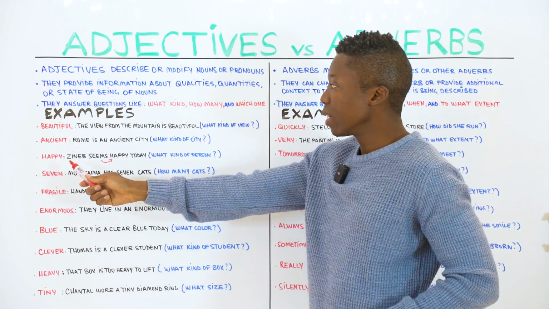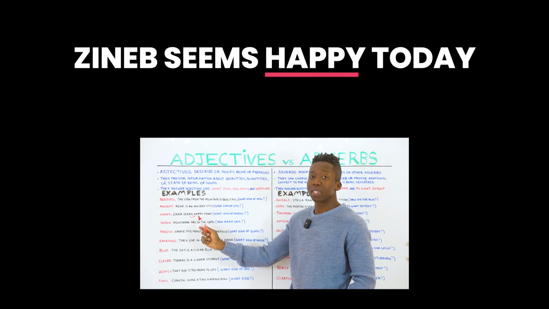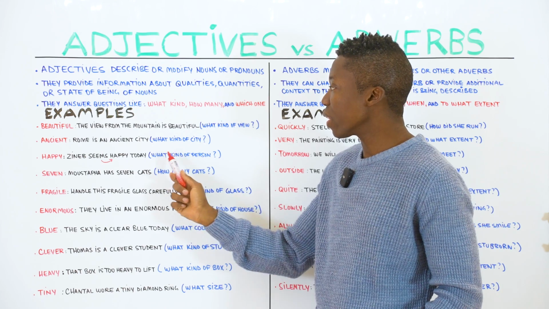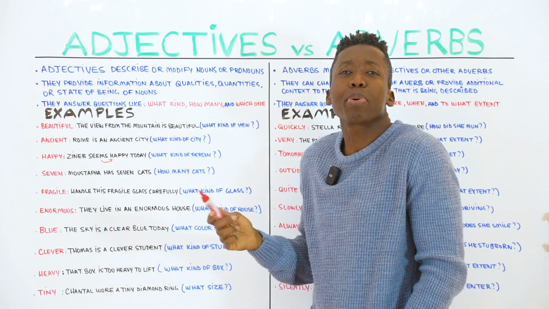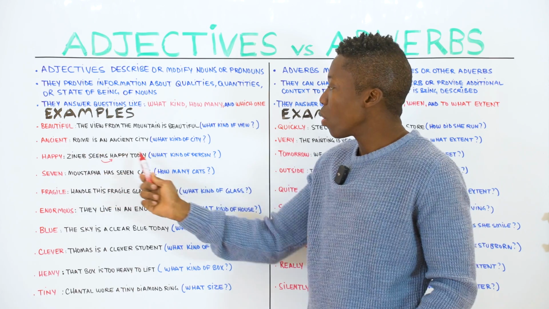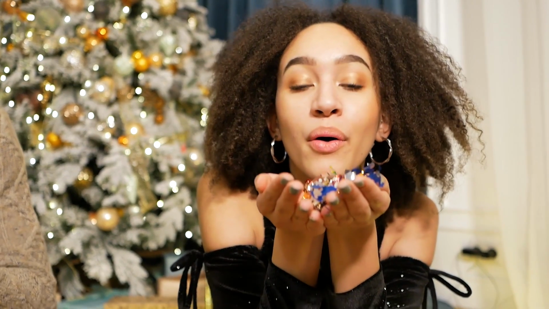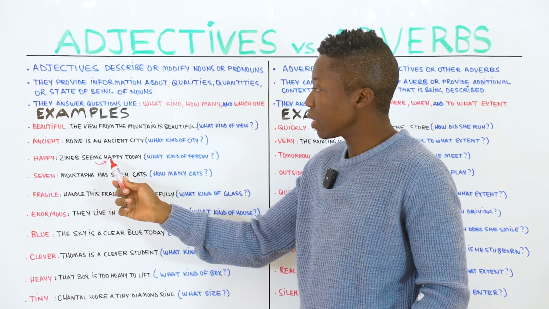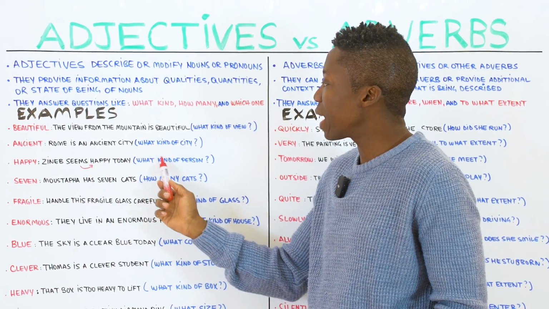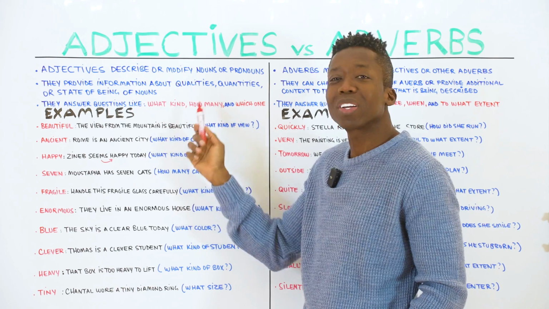Example number 3, Zainab seems happy today. The question here is, what kind of person is Zainab? Okay, what kind of person does she seem like? She seems like a happy person. Okay, so here it's an adjective because we can answer the question, what kind?